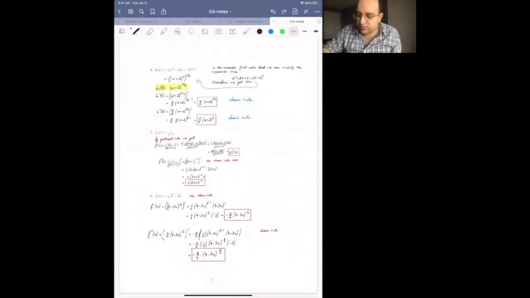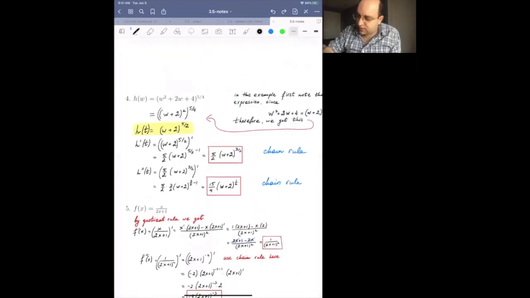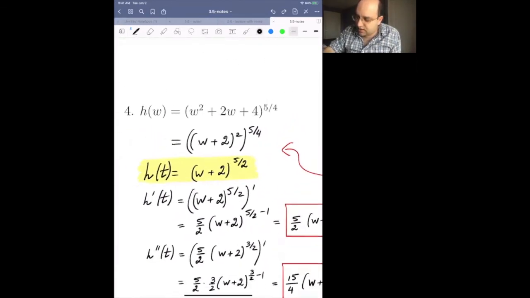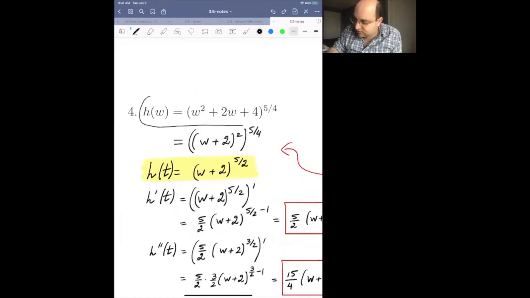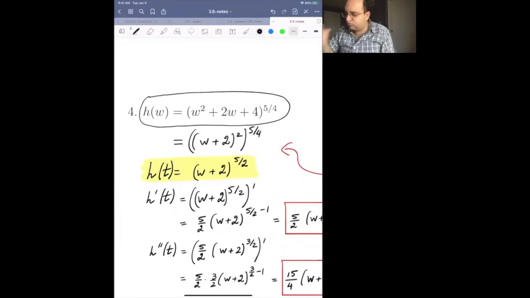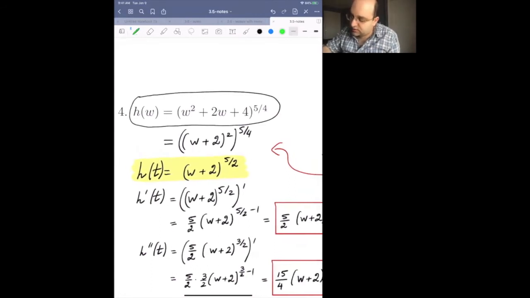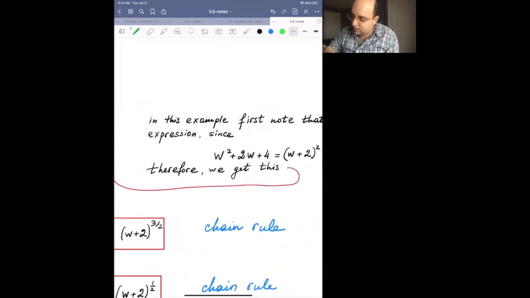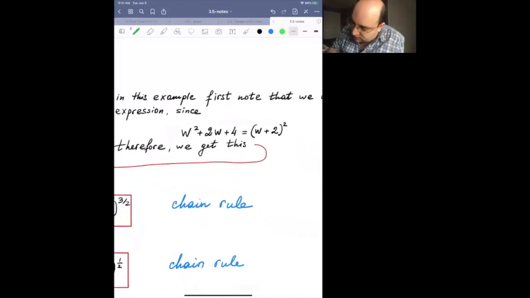So the next problem is problem 4, which is to find the derivative of this function h given here. Now this looks like a complicated function, but we can simplify quite a bit if we note that this expression inside here is nothing else but w plus 2 squared. Right? So I have it here. We have that w squared plus 2w plus 4 is nothing else but w plus 2 squared.